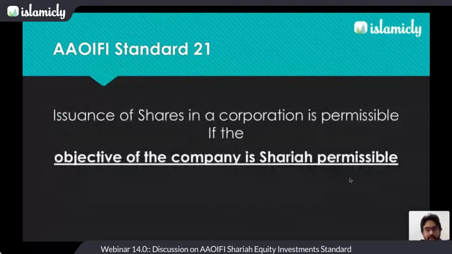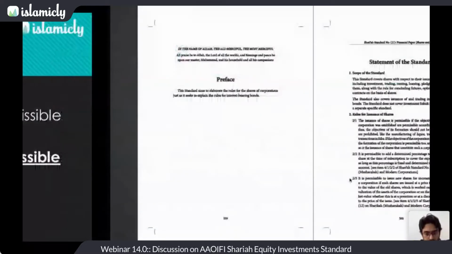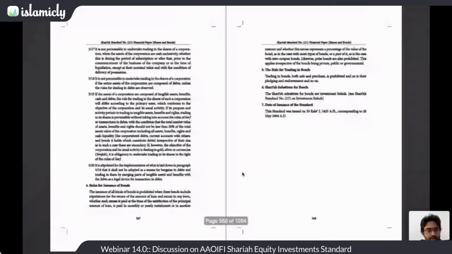Before I get to that, I would like to also share with you this screen, which shows you the entire standard. So there's a statement of the standard followed by sections, right? If I have to show you in detail, there are rules of issuance of shares, followed by the rules for dealing in shares, which is again followed by the rules for issuance of bonds. There are just 4 sections in this.